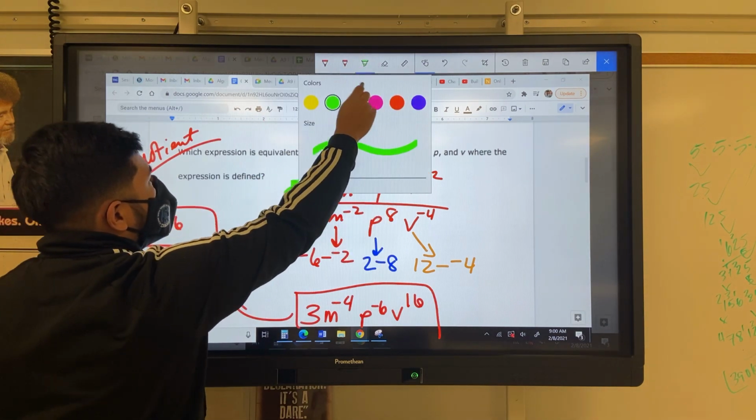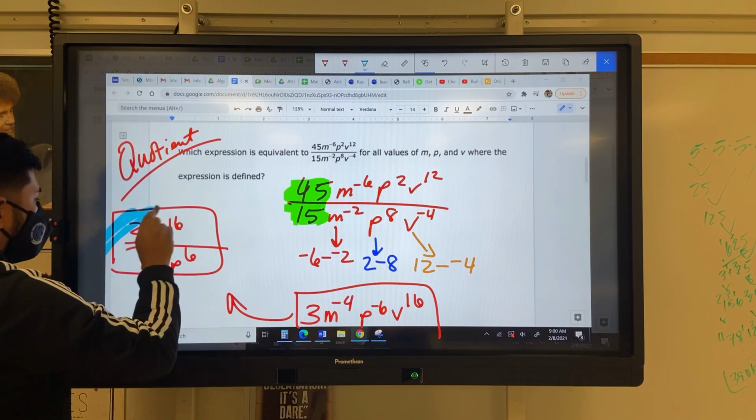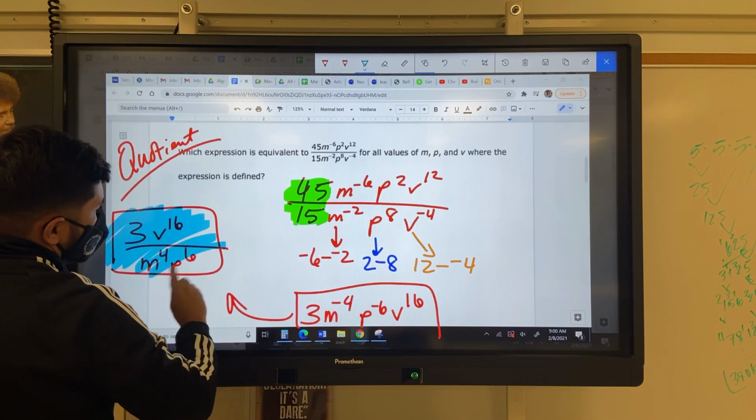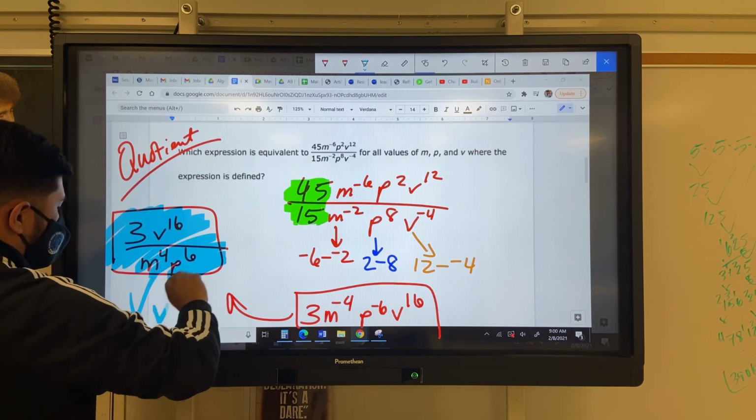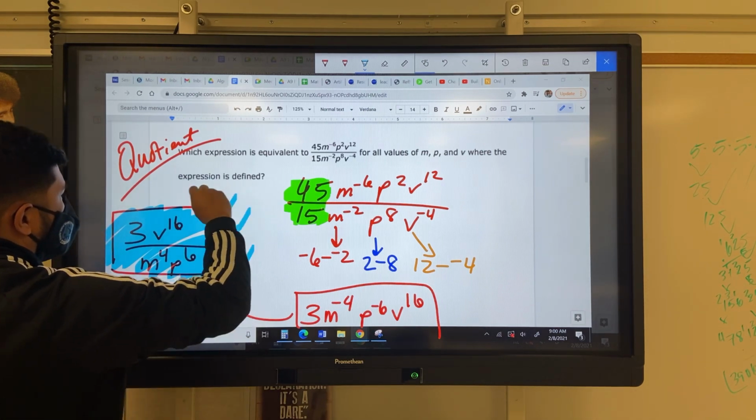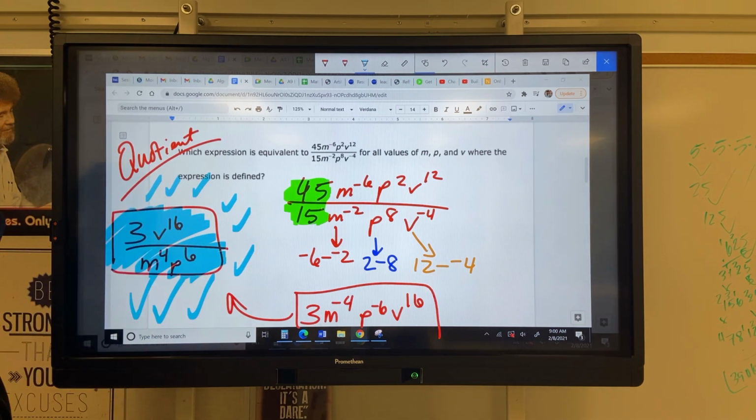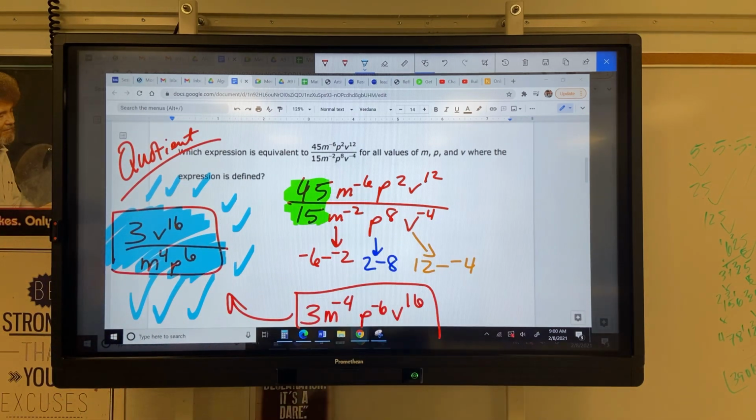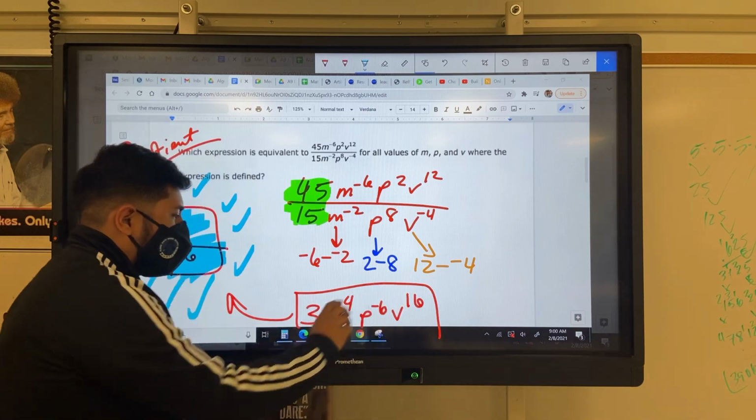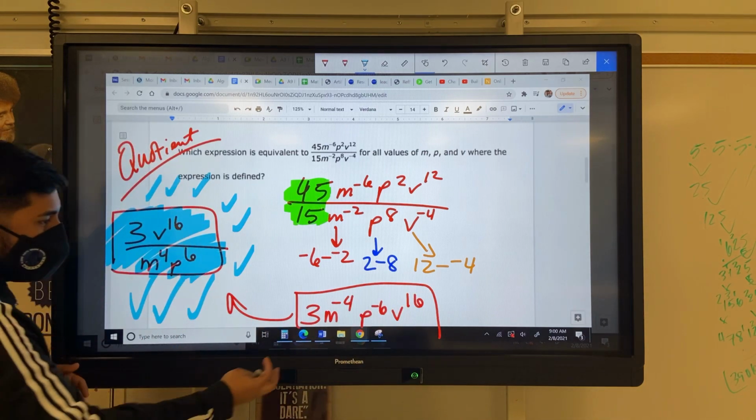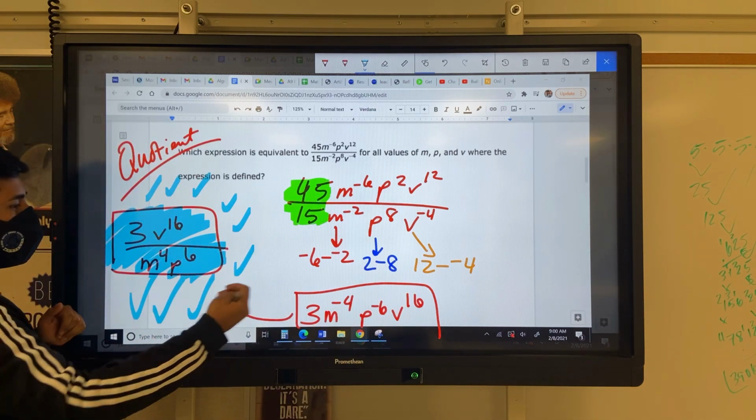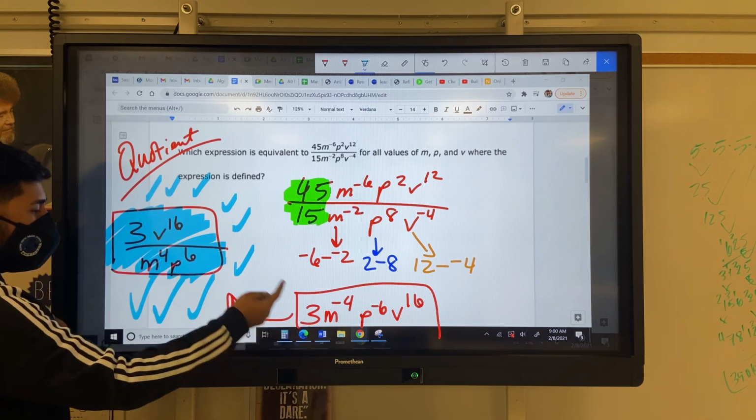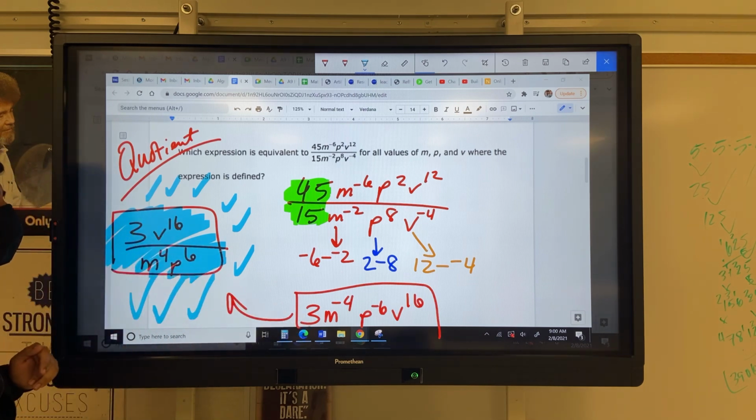What just happened? This is my answer. The negative rule is a little bit confusing. All you got to know is, hey, if my answer is straight up like this, make a fraction. If they're negatives, I'm going to bring them down. Positives stay at the top. Coefficients are always going to stay at the top.